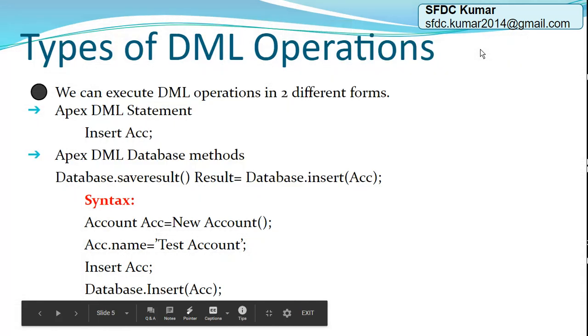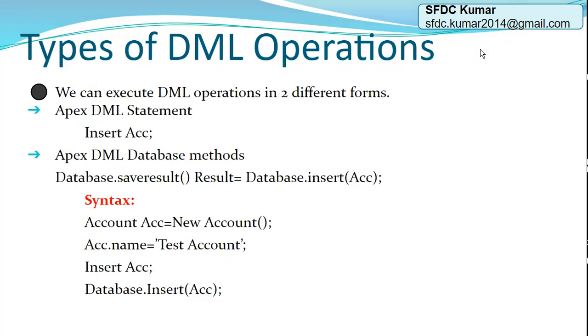So, coming to the next: what are the types of operations in DML? Mainly we have two types of operations. One is directly insert acc. One more is Database.insert.